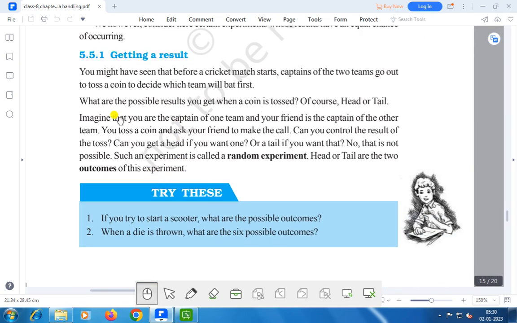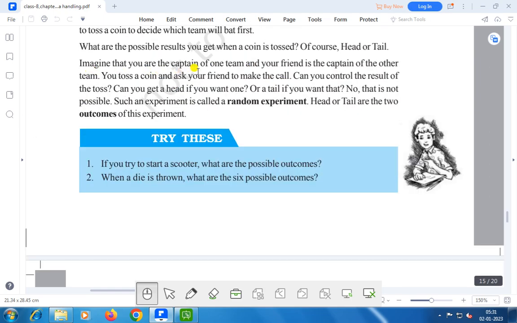Getting a result. You might have seen that before a cricket match starts, captains of the two teams go out to toss a coin to decide which team will bat first. What are the possible results you get when a coin is tossed? Of course, head or tail. Imagine that you are the captain of one team and your friend is the captain of the other team. You toss a coin and ask your friend to make the call.